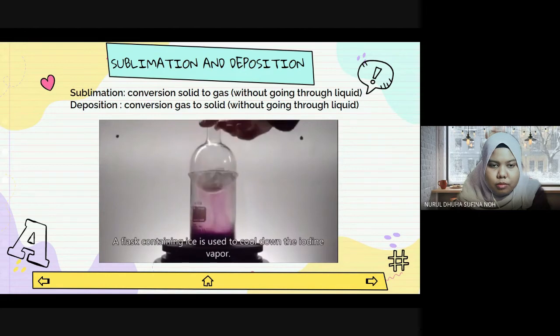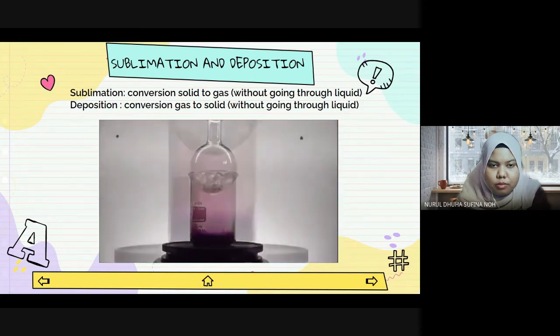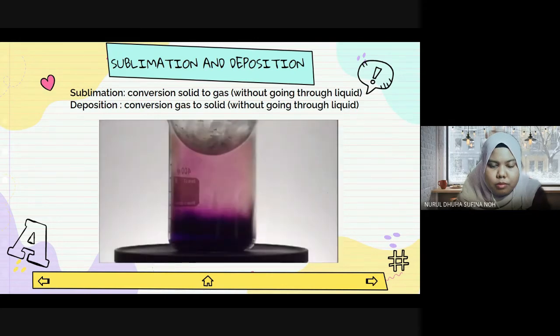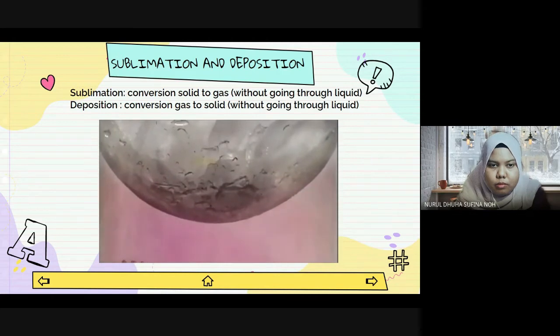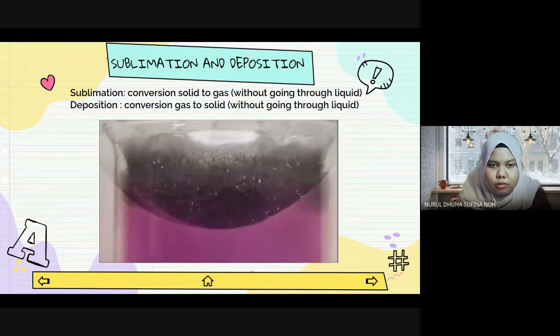Now we place a cold flask over top of the vapor. The warm vapor will cool off on the cold glass, and the gas will turn directly into a solid. This process is called deposition. In this case, we are seeing the deposition of iodine onto the cold glass surface, where we would say that iodine is depositing onto the cold glass.